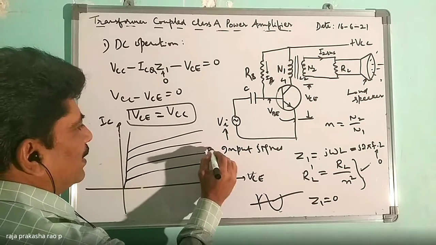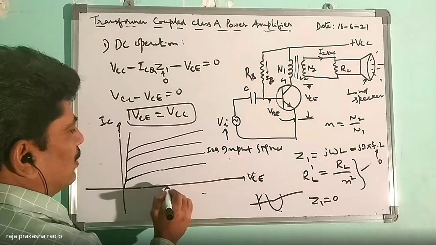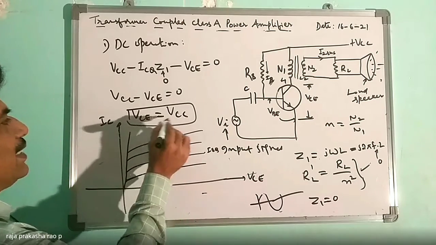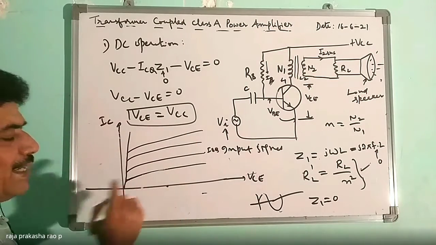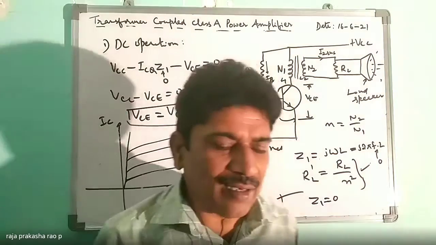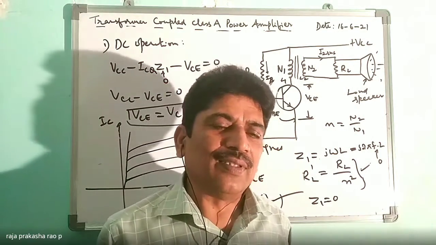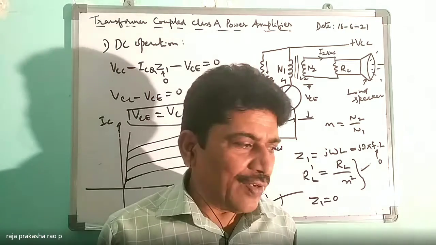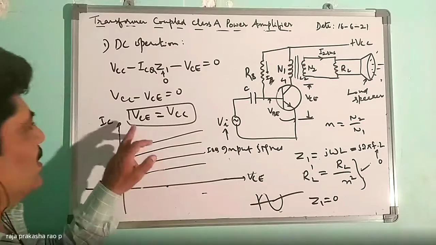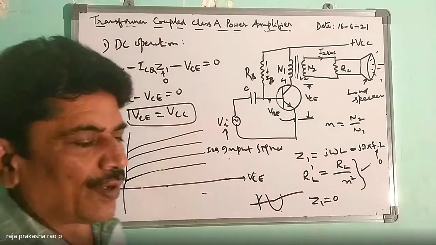So let this be IBQ. So VCE is equal to VCC and it is a line parallel to the y-axis, is it not?